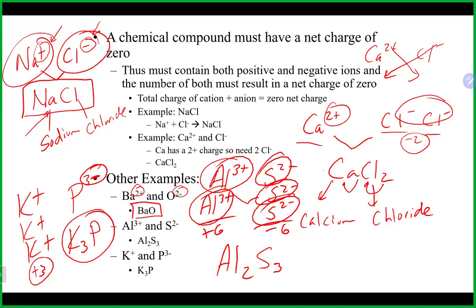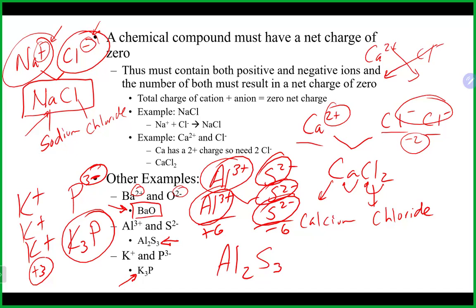In terms of the names here, this is barium oxide. This would be aluminum sulfide. And this would be potassium phosphide. Again, whole name of the first one that's positive, IDE on the last one.